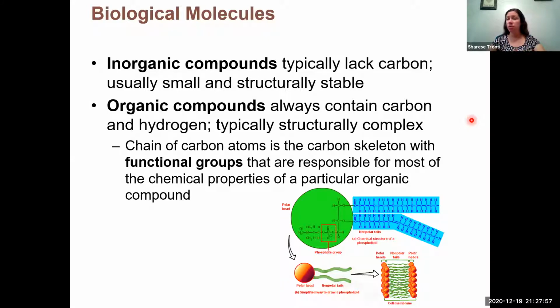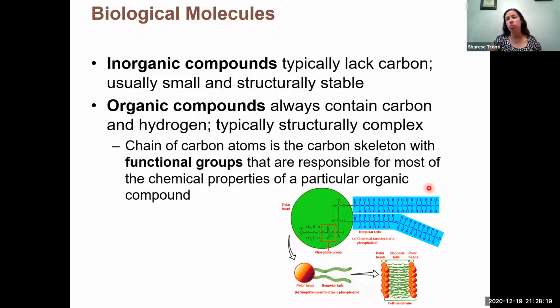There are 4 different types that we're going to go over, and these always contain carbon. They have carbon as their skeleton, and they're structurally complex. And we'll see that here in a second. So here's an example down here of an organic compound.